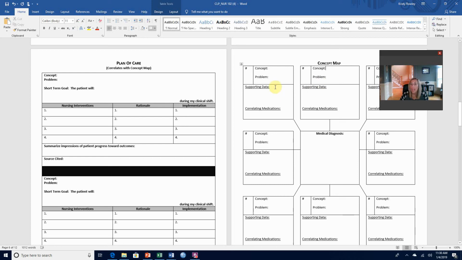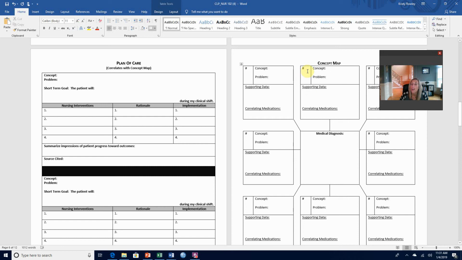If it was perfusion with high blood pressure, your supporting data, of course, would say blood pressure was 180 over 135, and correlating medications is metoprolol. With oxygenation and shortness of breath, supporting data would be what's their O2 sats, and correlating medications, of course, would be anything, oxygen on 2 liters, and inhalers and all that kind of stuff.